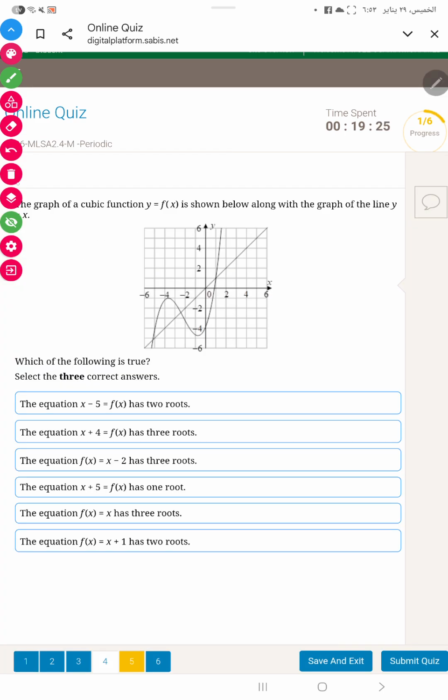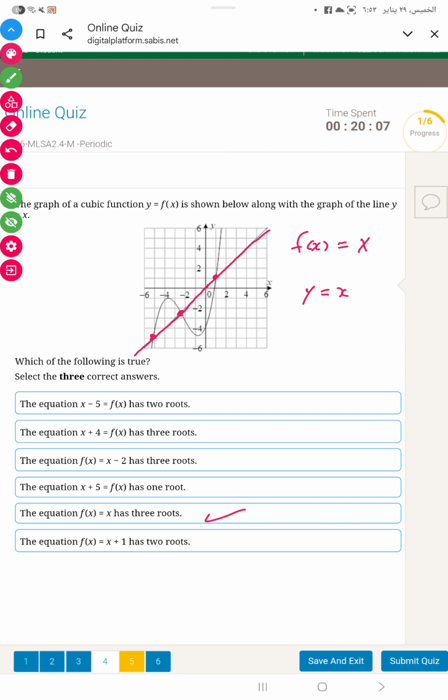The graph of the cubic function y equal f of x is shown below along the graph of the line y equal x. So here you have two graphs. F of x is equal to x. And we know y equal x is the bisector of the first quadrant. And we know that these two, they meet 3 times: 1, 2, 3. And where they meet will be the roots or the solutions. And this means this option must be a correct option.